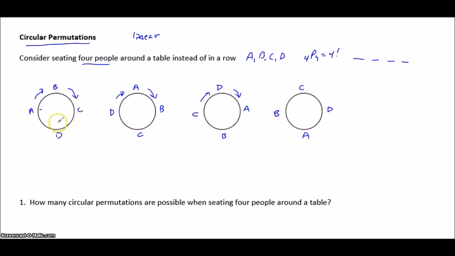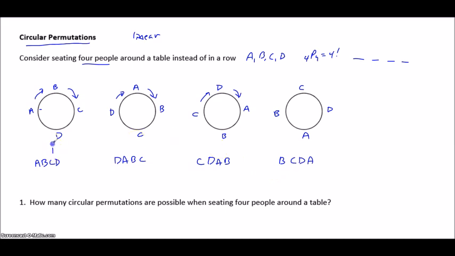Now I want to think about what linear permutation would have resulted from this. So I'm going to write the letters in order, starting with whatever's on the left here. This would have been the linear permutation A, B, C, D. This one would have been D, A, B, C. This one would have been C, D, A, B. This one would have been B, C, D, A. So if these people were sitting in a row, these would have all been different permutations.